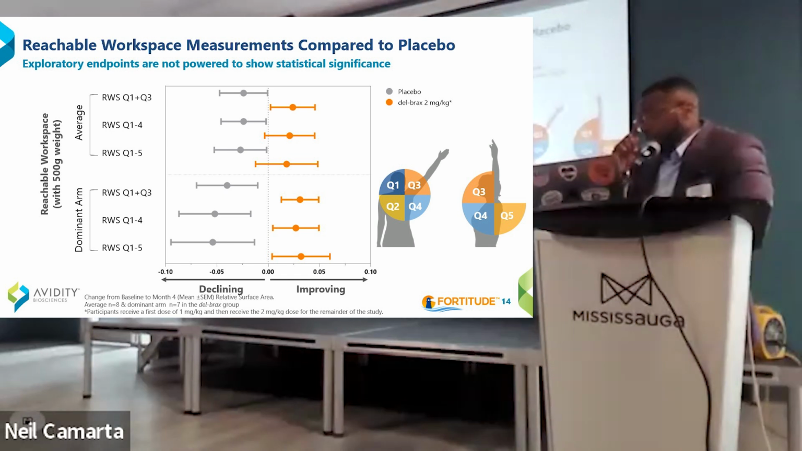And we can appreciate that there is a trend here with the patients that were in the active arm, the 2 milligrams per kilogram, compared to the patients on placebo, that they tend to improve compared to the patients on placebo.